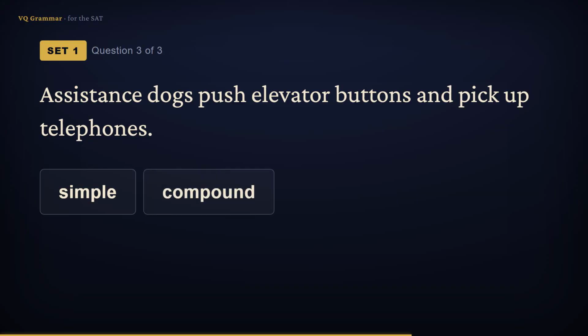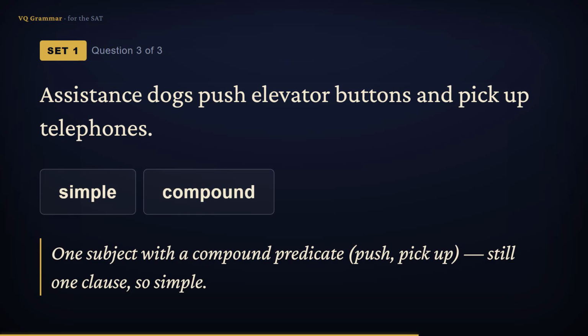Assistance dogs push elevator buttons and pick up telephones. One subject, dogs, with two verbs, push and pick up. A compound predicate, but still one clause. So the answer is simple.